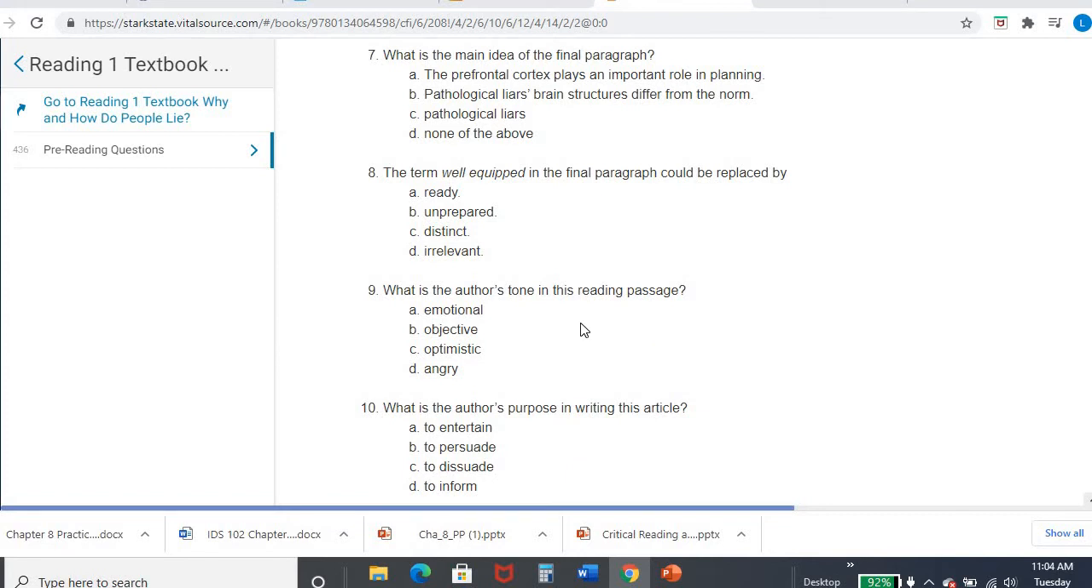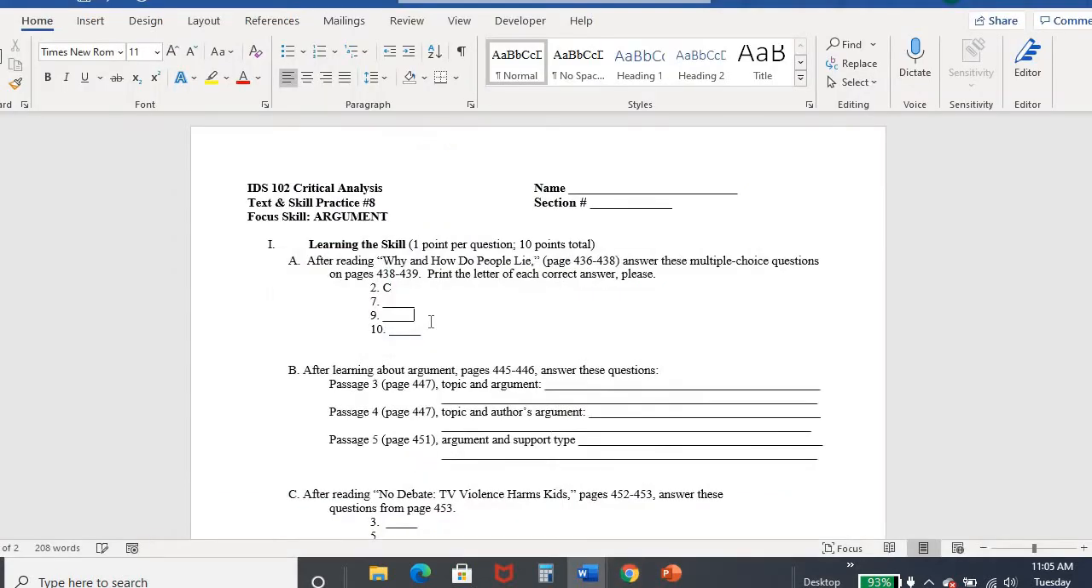As this article was going on, this author is really just giving us facts about lying, why people lie, the result of lying, how it affects our brains, how our brains are geared toward this, or how they change. This is all very objective, meaning there wasn't an attitude or a feeling. It was informational. So that answers 9 and 10. When something's objective, the purpose is more than likely to inform. So 9 was objective, and 10 we said was to inform. I'll let you answer number 7 on your own.